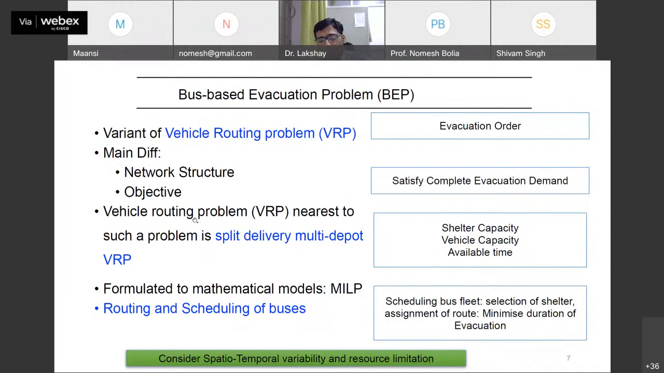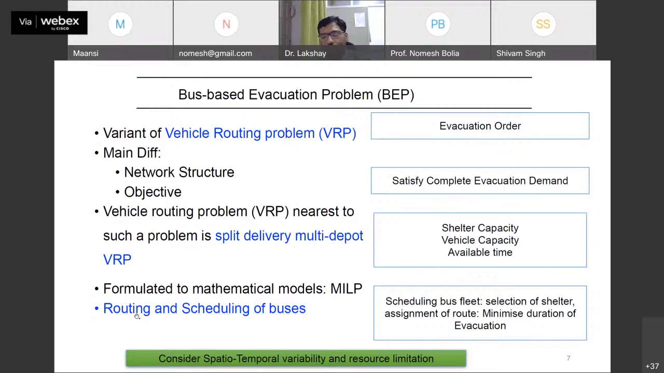The closest vehicle routing problem that is similar to the bus-based evacuation problem is the split delivery multi-depot vehicle routing problem, in which multiple depots are involved. Split delivery means that rather than only a single bus, two or three buses can come to pick up the people who need to be shifted to different places. So you can say it's related to a split delivery multi-depot vehicle routing problem. And we have formulated it as a mixed integer linear program. I will explain this problem in the next slide through graphics, and then it will be clearer to you.